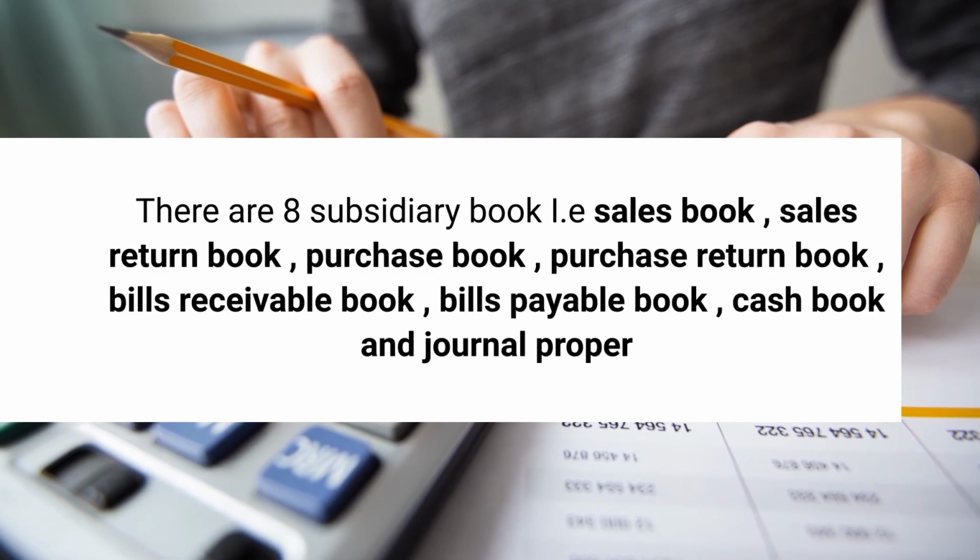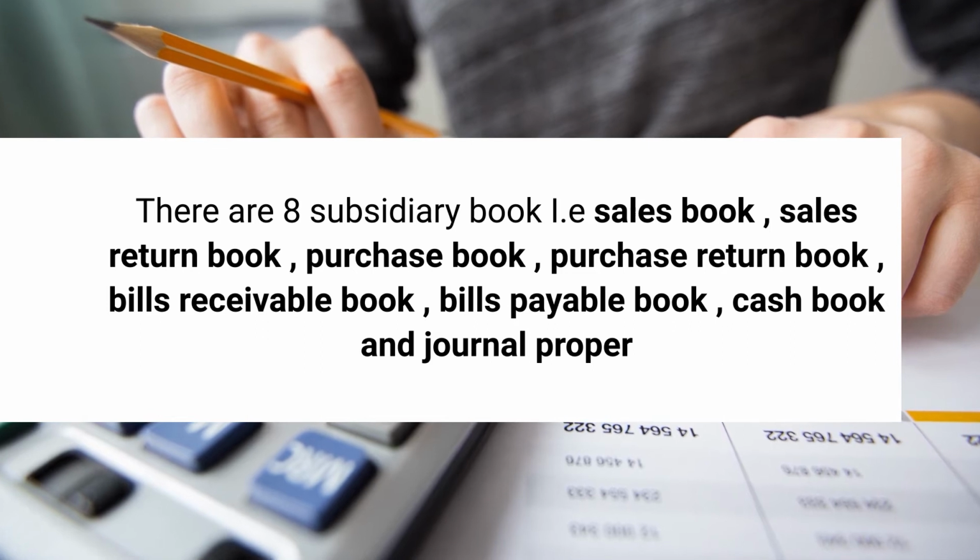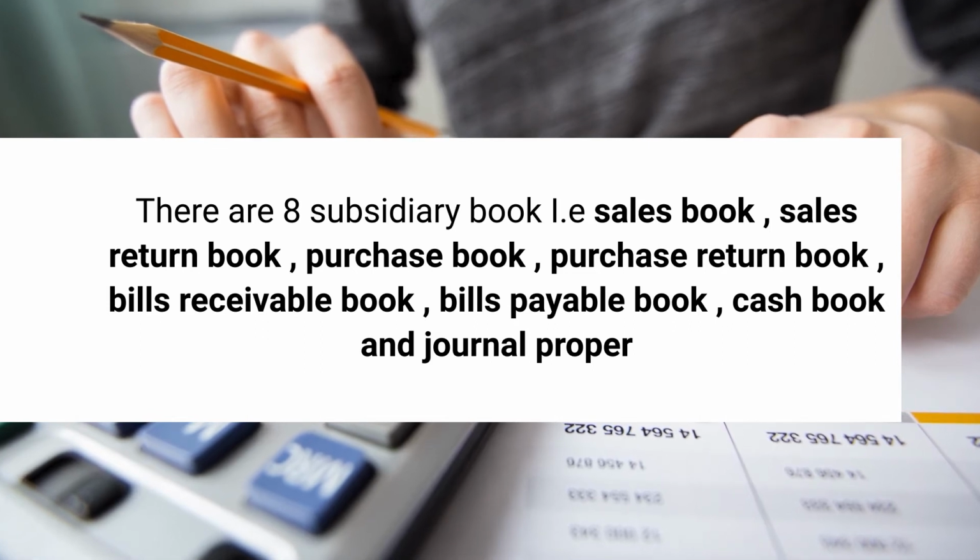So, there are 8 subsidiary books which we have studied so far. First one is sales book, second one is sales return book, then purchase book, purchase return book, bills receivable book, bills payable book, cash book, and journal proper.